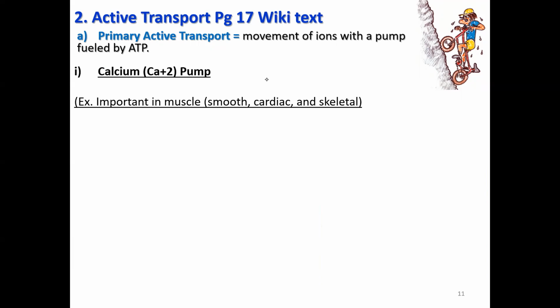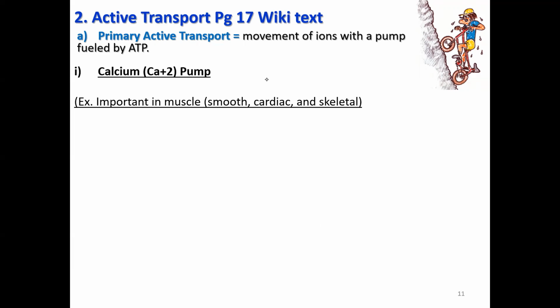So the first one is a calcium pump. There's no definition needed here. It's just called a calcium pump. It requires ATP, all right? Because you're moving against the concentration gradient. But what I will want you to know is examples of where it's important in the human body. It's important in all of your muscles, your heart and smooth muscle.